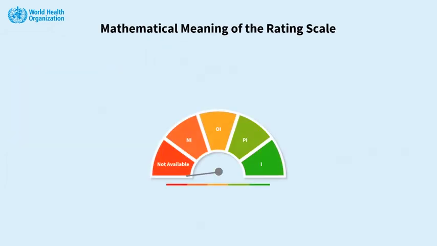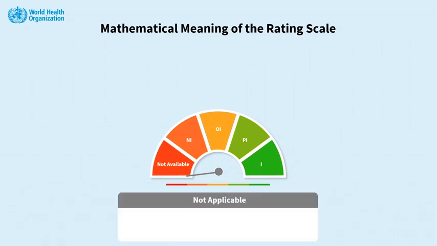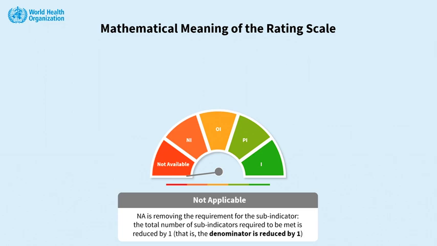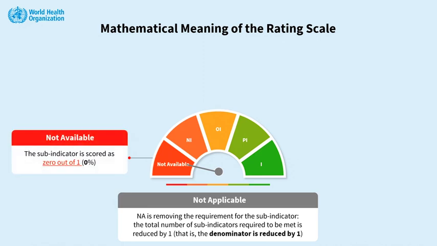Let's find out the mathematical meaning of the rating scale. If a sub-indicator is deemed not applicable, the requirement for that particular sub-indicator is removed. As a result, the total number of sub-indicators required to be met is reduced by 1. That is, the denominator is reduced by 1. Sub-indicators scored as not available receive a score of 0 out of 1. This equates to a percentage of implementation of 0.